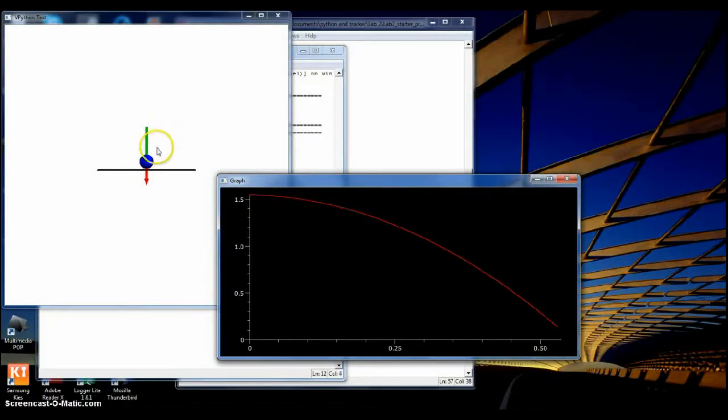As you can see, the ball starts and drops down to its final captured position, and as time increases, the distance from the ground decreases.